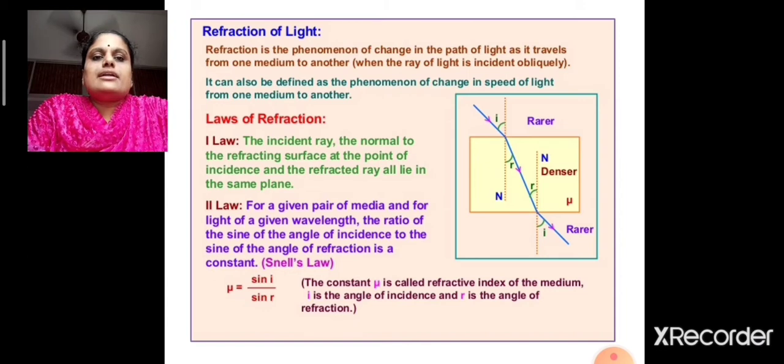Or refractive index mu is equal to sin i by sin r, where mu is the refractive index of the medium, i is the angle of incidence, and r is the angle of refraction. This equation is also known as Snell's law.